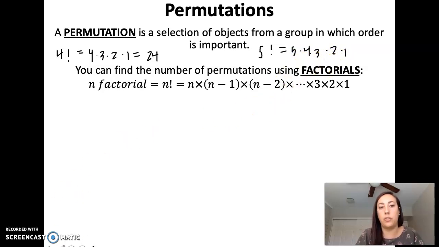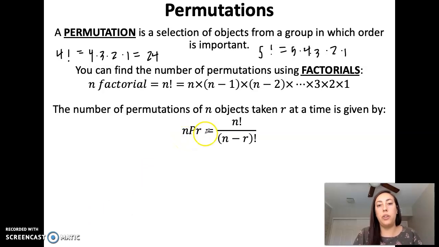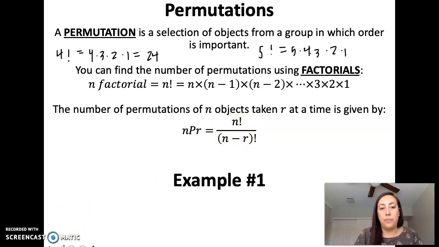We need factorials to calculate permutations. So here's the formula for permutations. The N stands for how many objects we have total, and the R stands for how many objects we are choosing. So I kind of read this as N pick R. And the way that we calculate that is N factorial over N minus R factorial.